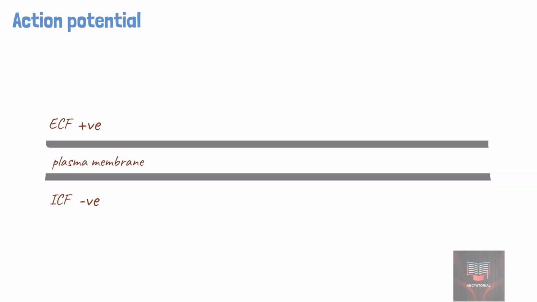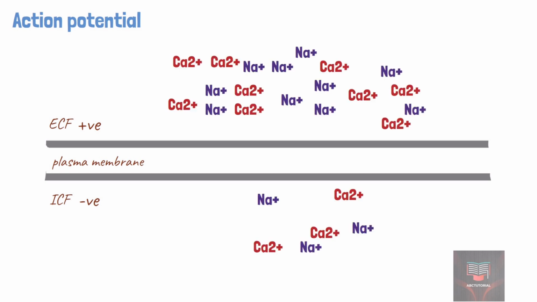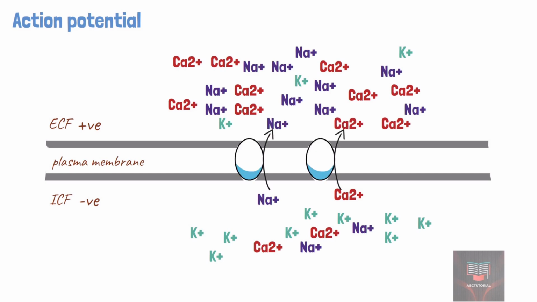A resting cell is said to be polarized as the inside of the cell is more negative than the outside. In a resting cell, there is more sodium and calcium outside of the cells than inside, while there is more potassium inside of the cells. These differences in ion concentrations across the membrane are maintained by various pumps that pump sodium and calcium outside of the cell and potassium inside the cell.